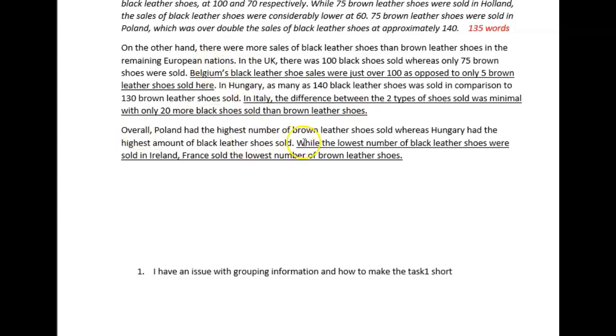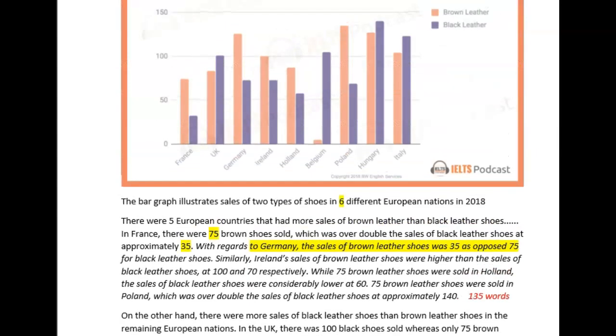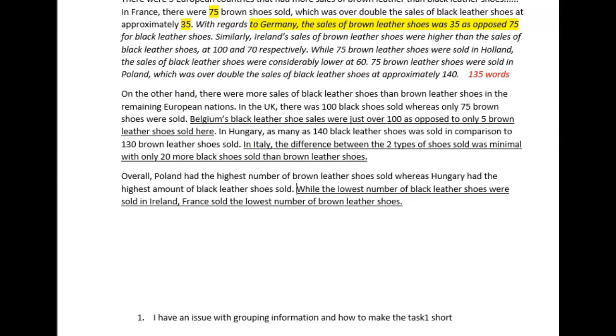Cutting this, and then your final comment, you could put something like, the lowest number of black shoes were sold in Ireland. In France, the lowest number was of brown shoes. Yeah, exactly. So that is a really good sentence at the end, just to conclude with. So that's all you need to do.